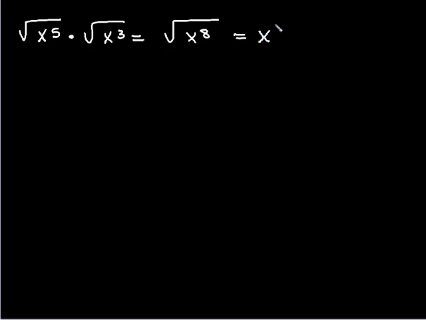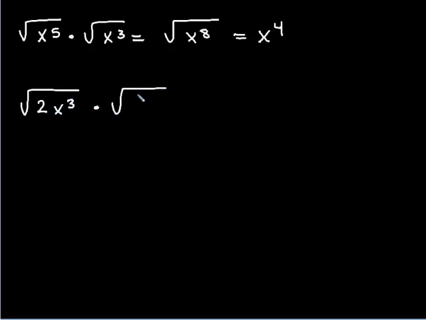If there are variables involved, we would multiply those together as well. So for example, if I have x to the 5th times x to the 3rd, when I multiply exponents, I add them. So I would get x to the 8th, and then simplifying this, I would get x to the 4th.